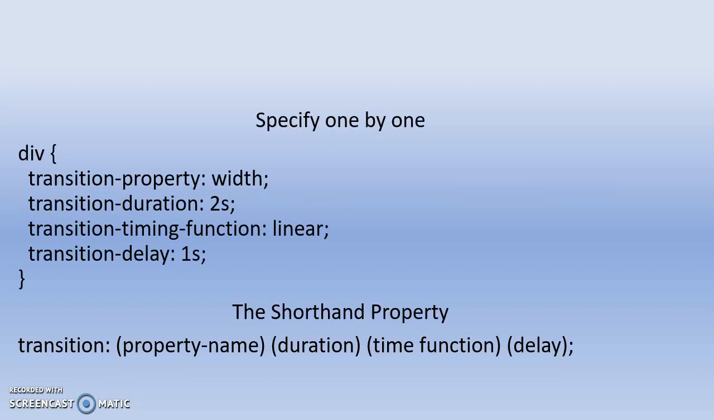We can specify the transition properties one by one, each on its own line. So the transition property, transition duration, transition timing function, and transition delay will be on separate lines. Or we can use the shorthand property, which means that we can set the 4 properties in one line. The property name and duration need to be specified for this option, and timing function and delay are optional. We don't need to specify them.